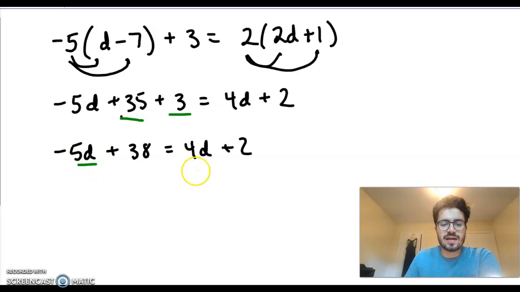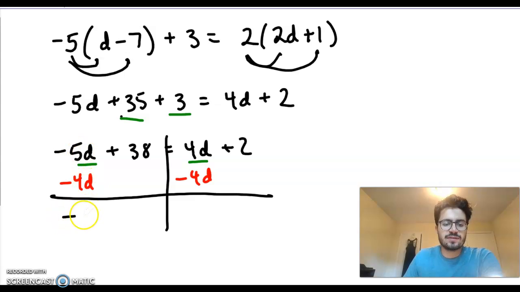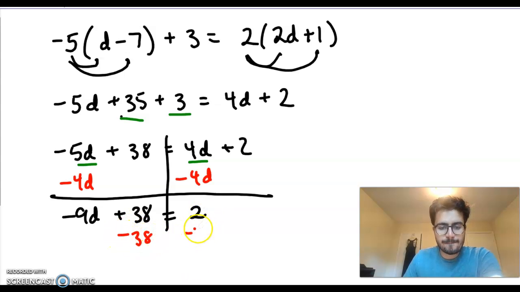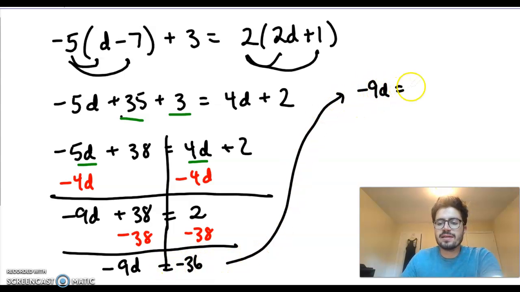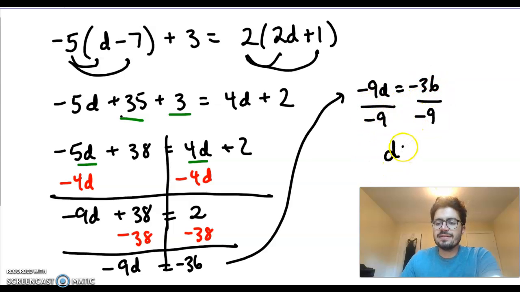Notice I have variables on both sides. I'm going to subtract the 4d just to make sure I have only variables on one side. Negative 5d minus 4d is negative 9d. And now I'm going to subtract 38. Get negative 9d is equal to negative 36. I'm going to divide by negative 9. And I get d is equal to 4. Just one last example.